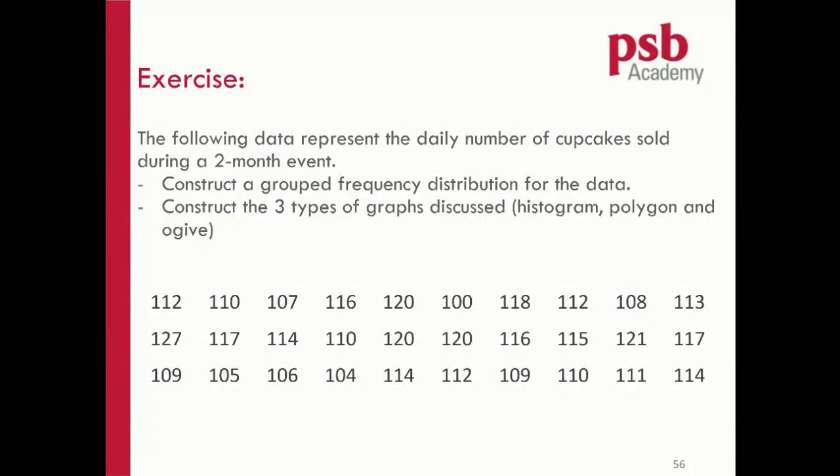Let's have a look at the exercise here. The following data represent the daily number of cupcakes sold during a 2-month event. Construct a grouped frequency distribution for the data. So how many data do you have? 1, 2, 3, 4, 5, 6, 7, 8, 9, 10. So 30. You have 30 data points.